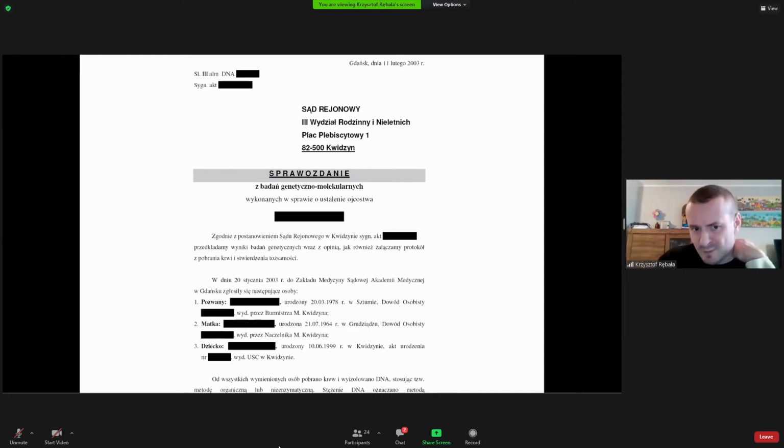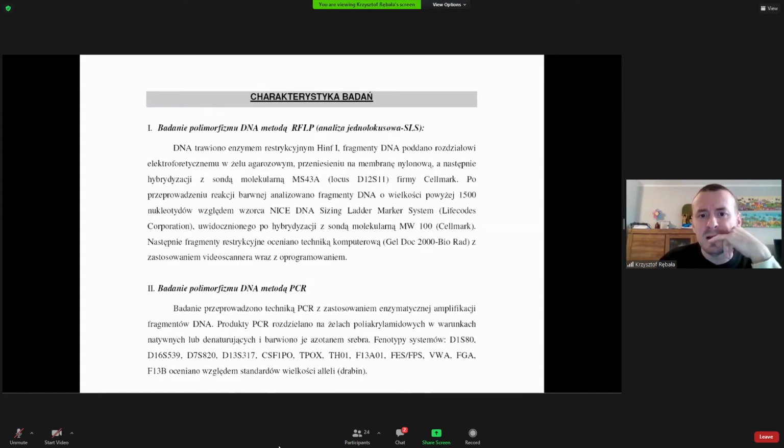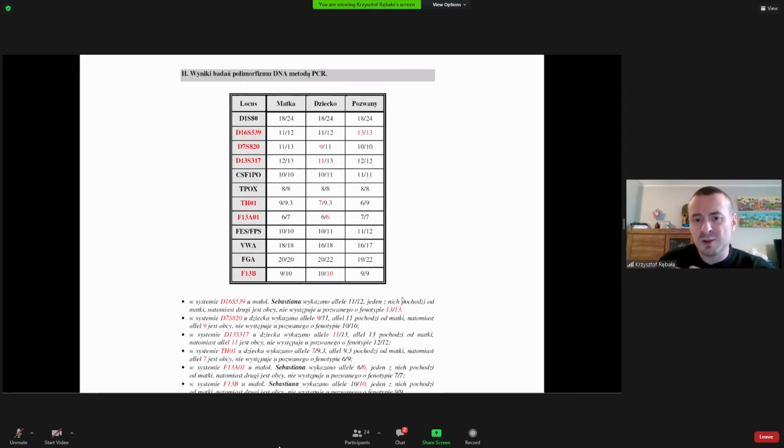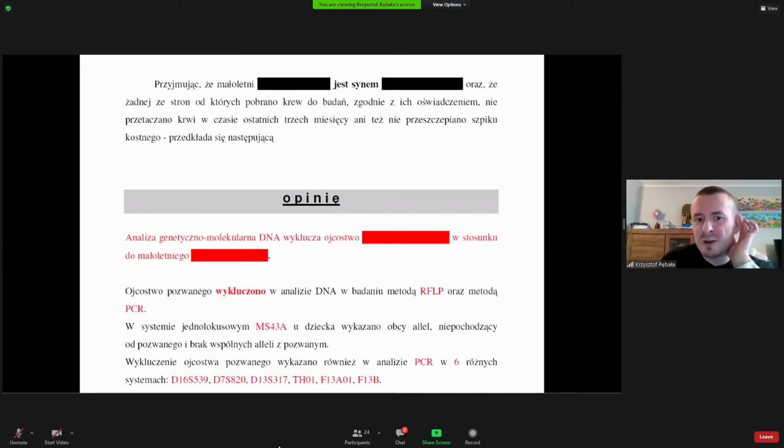This is an example of DNA examination we performed in paternity testing. Here is an example of an RFLP analysis. This is the enzyme which was used for digestion, the molecular probe, and in red we have labeled the alleles which are foreign, which are not found in the mother and the defendant. More foreign alleles support the conclusion that this man is not the father.